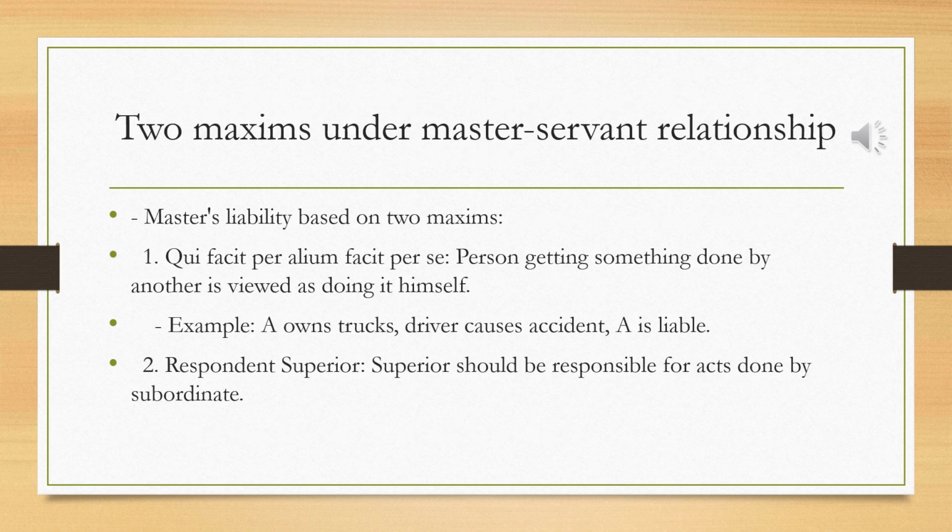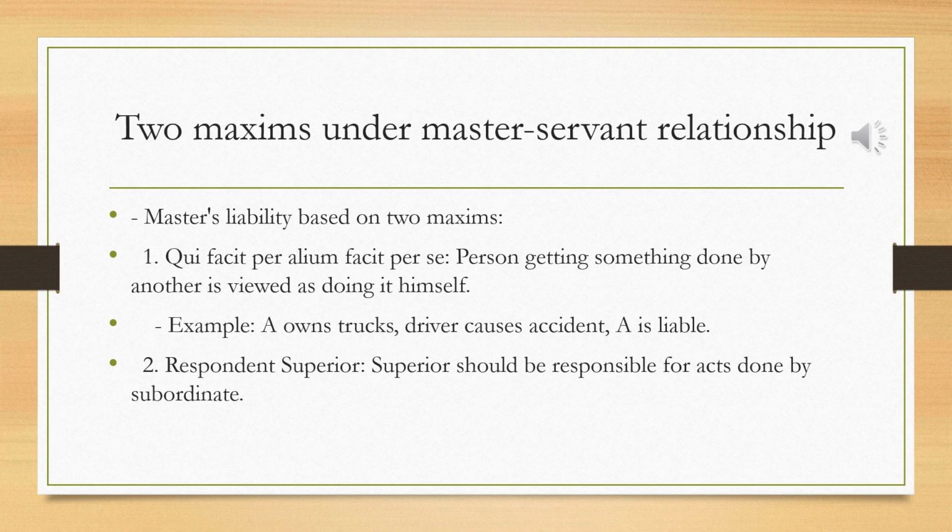Liability of the master is based on the following two maxims. Number 1, qui facit per alium facit per se. It means that whenever a person gets something done by another person, then the person is viewed to be doing such an act himself. For example, if A is the owner of many trucks and employs drivers to drive them for the purpose of trade, and in case one of his drivers gets into an accident because of his rash driving, then even though A did not drive the truck himself, he will be liable for the accident.